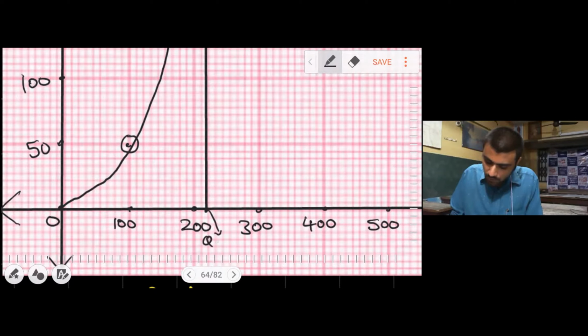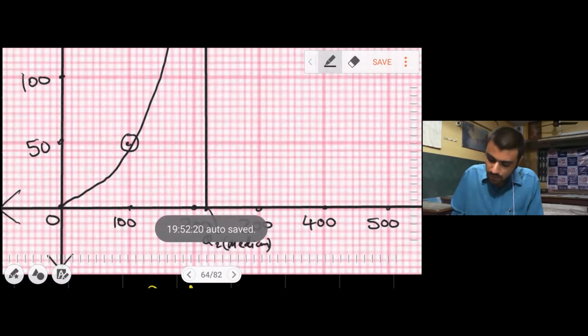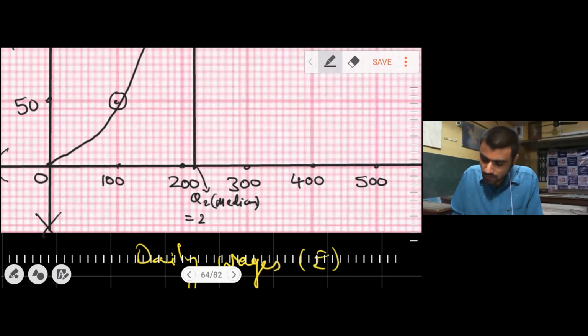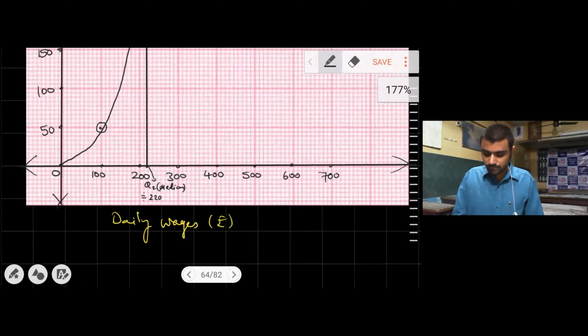This is our Q2, you may say median, that is 220, approximately 220. Students, these are approximate values, because we can't find them with accuracy, because we are dealing with a freehand curve, which is not a formula method, and that is what we need to write. Q2 is equal to 220.